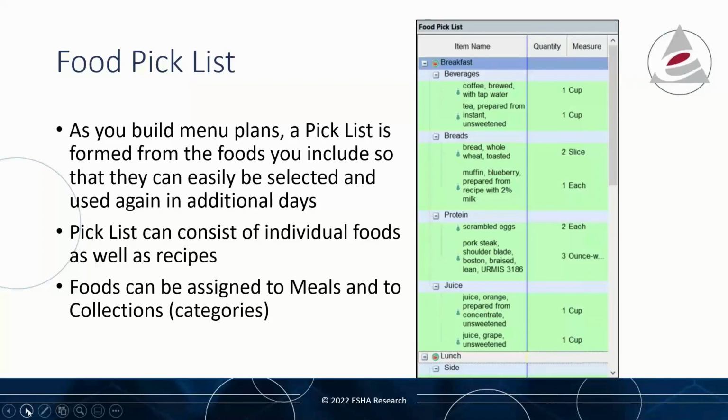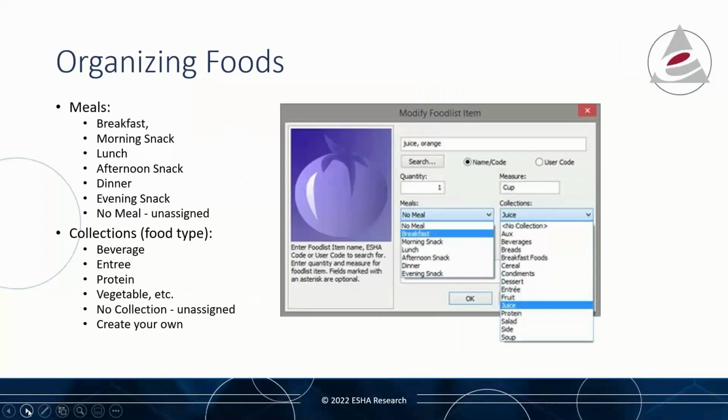Foods can be assigned to meals and to collections to help you organize your foods. So here's an example of using meals and collections and those options available to help organize your foods, meals, and menus. The meals categories are set within the software, and from those you can select or assign foods to breakfast, lunch, dinner, or snacks. Or you can choose no meal, which is the default, and that will leave the food unattached to any specific meal. That would list the foods more generically.